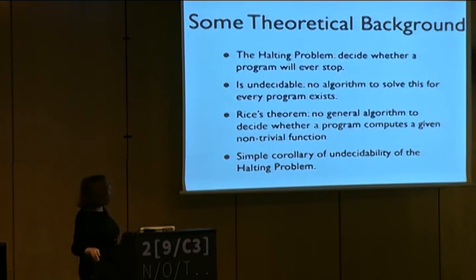Before I continue, I'd like to get into some theoretical background, which will probably sound trivial to those of you who are in academia, but maybe some of the others will appreciate it. The halting problem is the problem of deciding whether a program will ever stop. And it's undecidable. There is no algorithm which solves it for every program. The proof that it is undecidable is so simple that there is a poem where Dr. Seuss explains that the halting problem is undecidable.